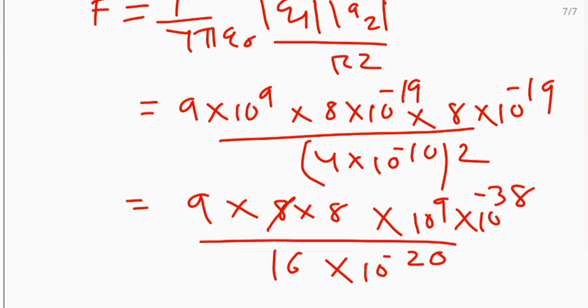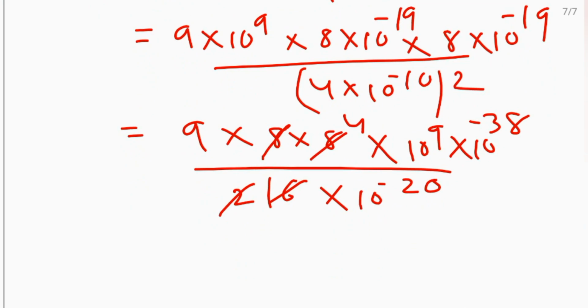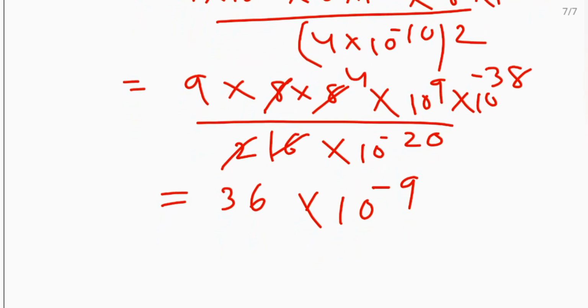So this will cancel 2, 4. So it will be 9 into 4, 36 into 10 to the power minus 9. If we rewrite this, 3.6 into 10 to the power minus 8 Newton.